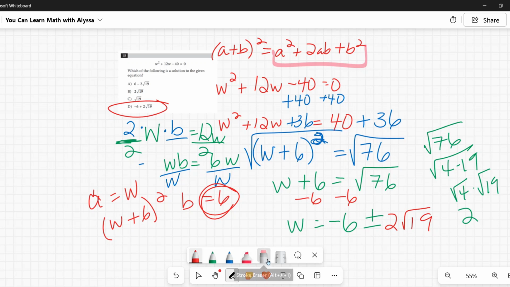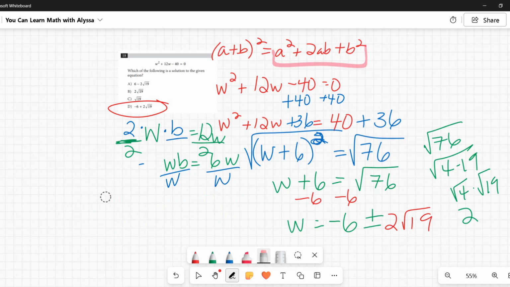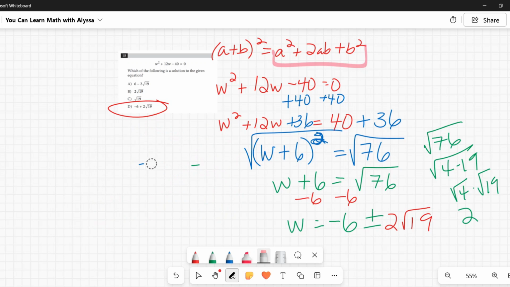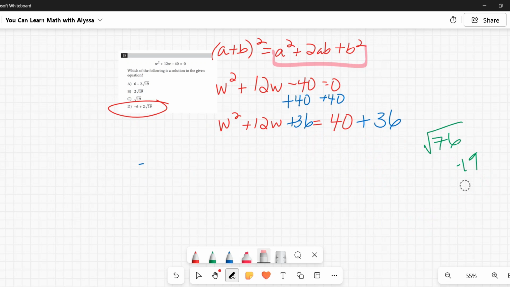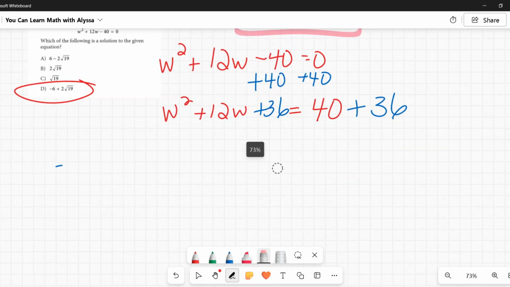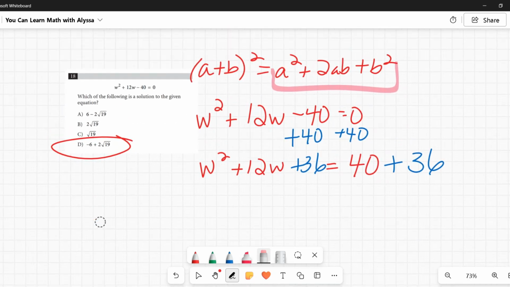I know so many students just don't know completing the square. They just don't. If you want to use it, again, it's really good to know how to do it. I know it's not fun. Believe me, I know. And I know nobody likes completing the square. But it's a good thing to have in your arsenal, your toolkit.